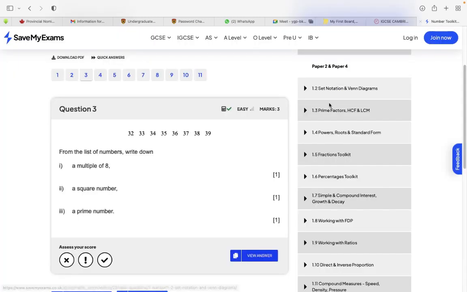Now let's move on to the next question. So we've answered 3 questions. This is a standard IGCSE question that you can find. They tell you to find the multiple of 8 from this number. We found it to be 32. The square number here, we found it to be 36. And the prime number here, we found it to be 37. Is that okay? Okay. Now let's go to the next question.